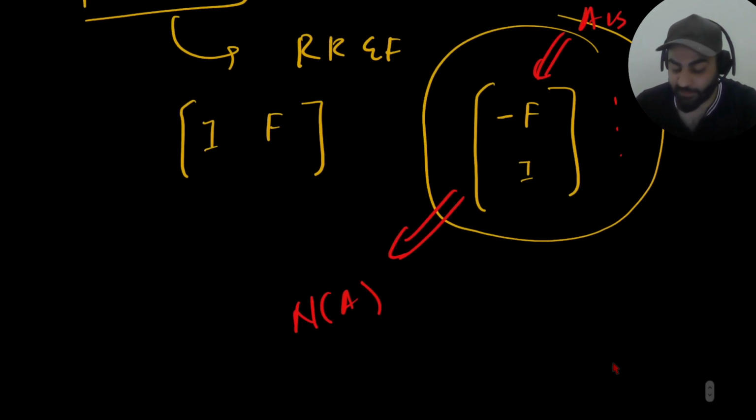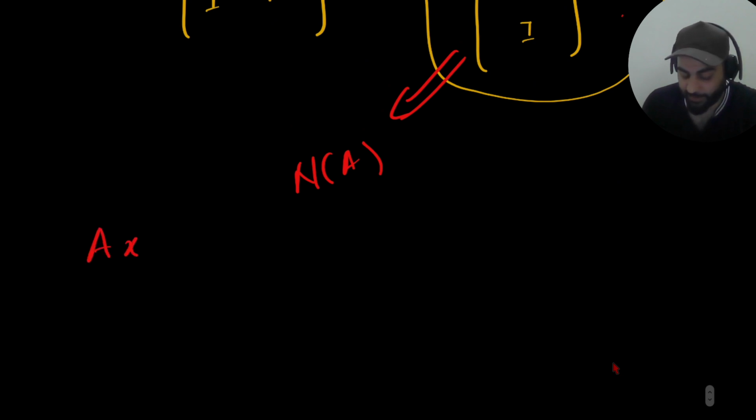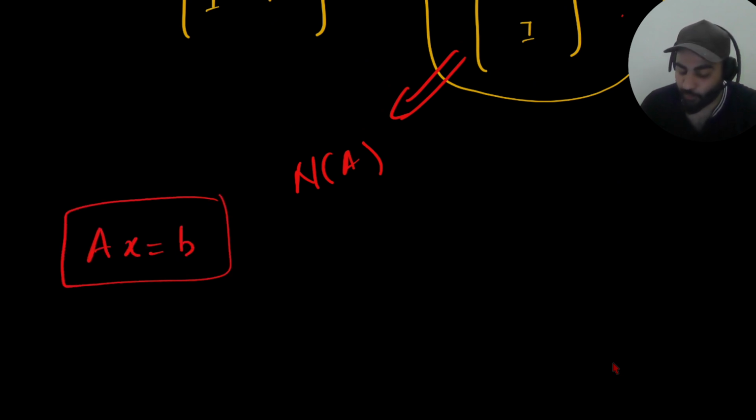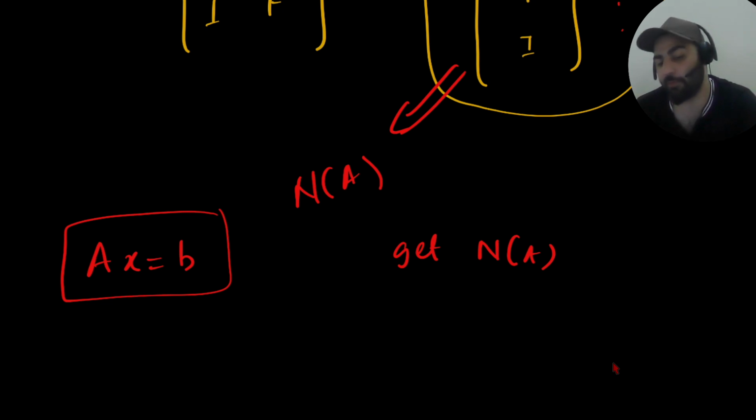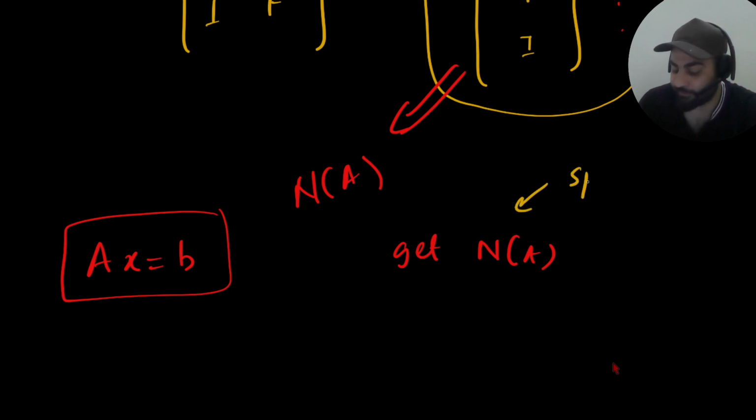Now the question that we have is how to solve Ax is equal to b. I told you that now we know how to get the null space of A. We saw how to use the row reduced echelon form, and we were able to get the free variables and pivot variables and solve it. Now you have these, which we call special solutions.